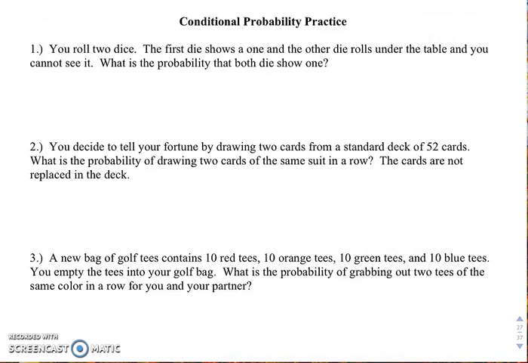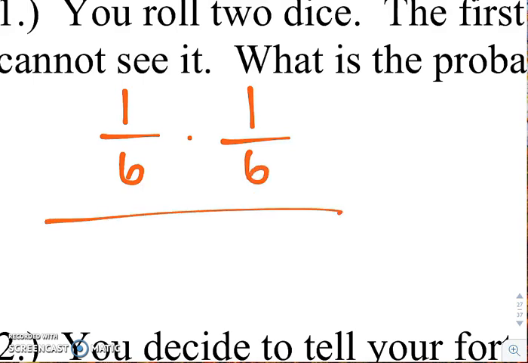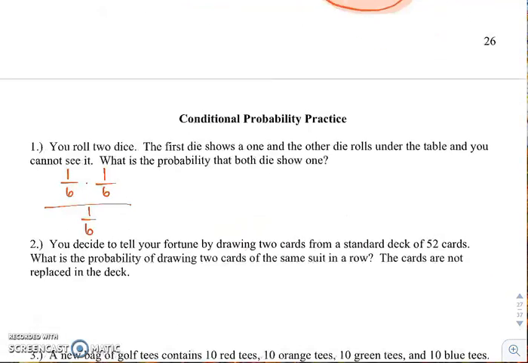It says you roll 2 dice. The first die shows a 1 and the other die rolls under the table and you cannot see it. What is the probability that both dice show a 1? Your formula would be the event of the first die being a 1, so 1/6, and the event of the second die being a 1, so 1 out of 6, and you divide it by that first event being a 1 out of 6, literally the number 1. So they would actually cancel, and the probability would just be 1/6.